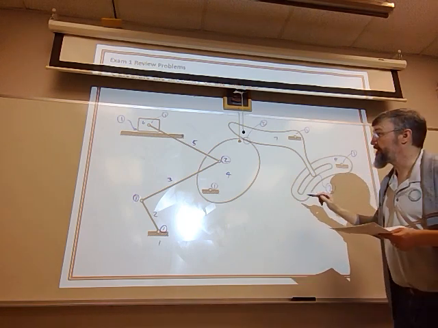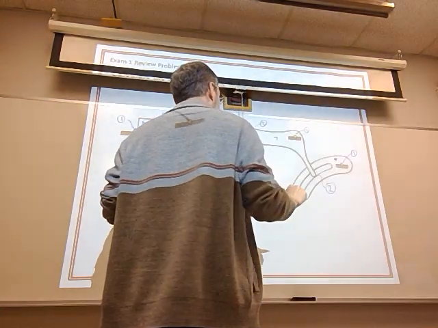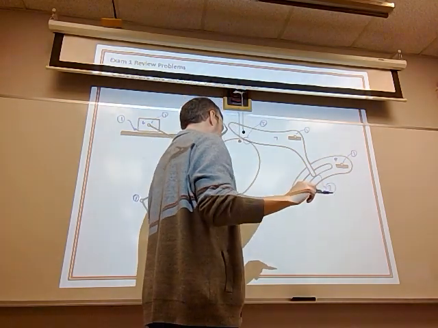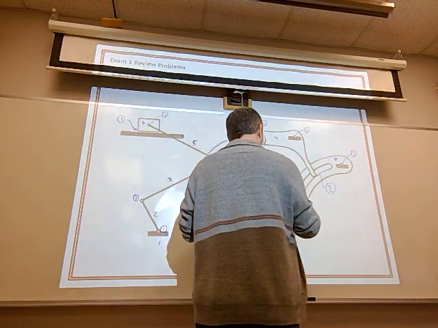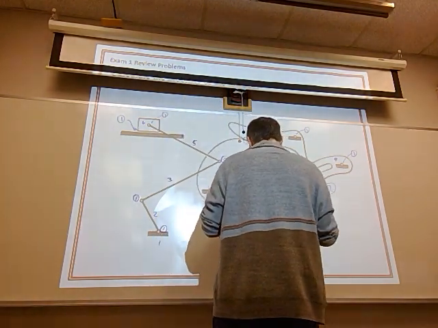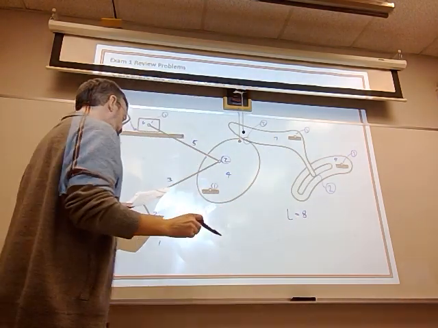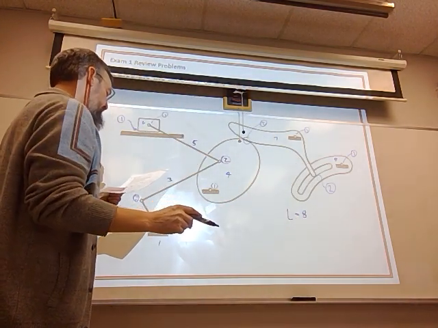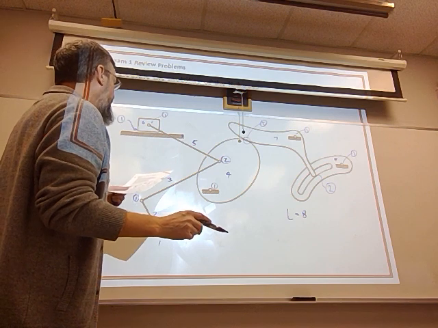So let's see if I got this correct. First off, I ended up with 8 links. Did I do that correctly? Yes. L is equal to 8. And then I said, how many J1s do I have?